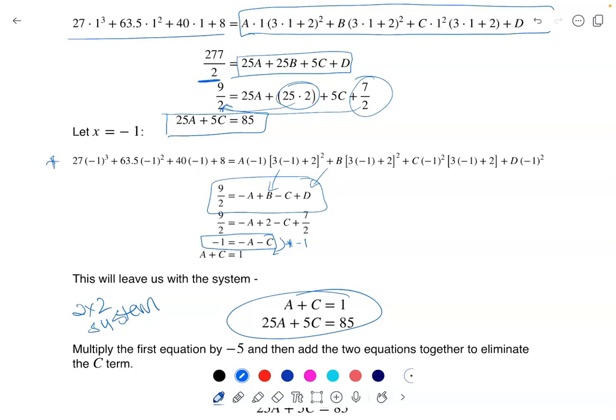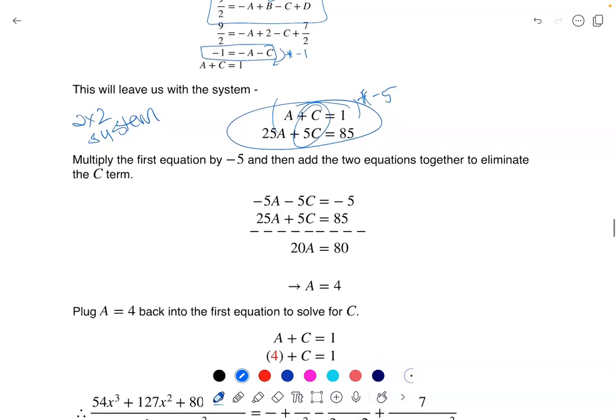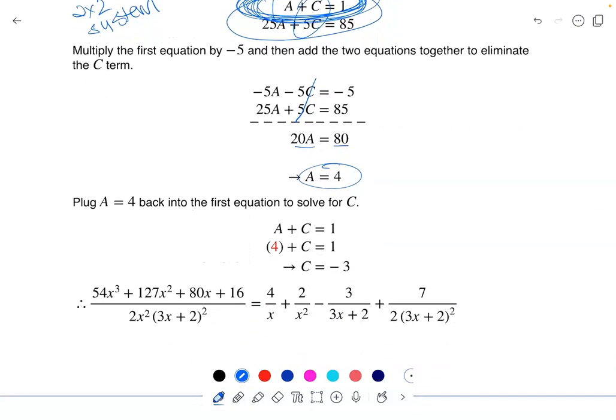If I'm looking at this, I might opt to eliminate the c's. If I did that, I would multiply this equation by negative 5. And as I scroll down, that is what I did. So when I multiply that by negative 5 and add both sides, right, the c's cancel out. I get 20a equaling 80, or a is 4. And then I can sub that back in. I think I subbed it back into this equation just because it was the simplest one. So if a plus c is 1 and a is 4, then c is going to be negative 3, right?